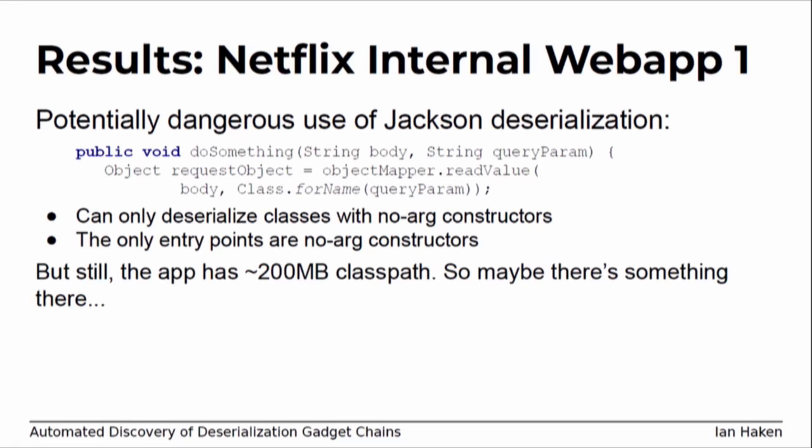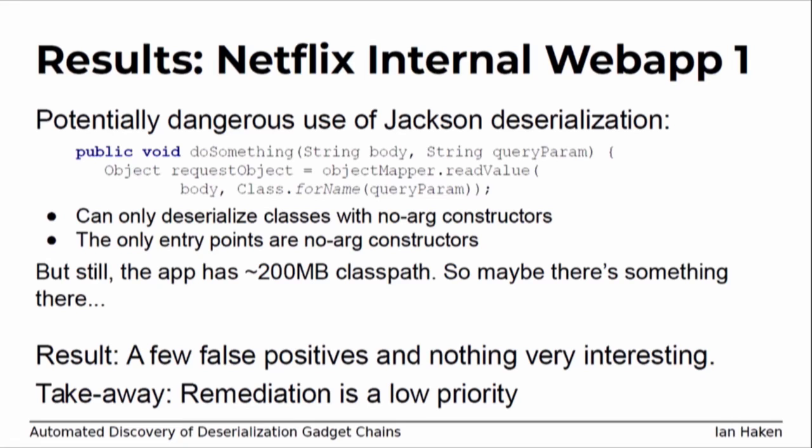But it did have a 200 megabyte class path and was bringing in like six dozen dependencies, so there might be something there, and I don't really have enough time to manually go through every constructor of every class on that class path to find out if any of them do anything interesting. So I ran Gadget Inspector, and it found nothing.